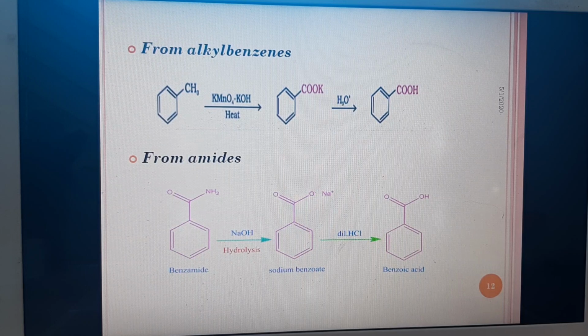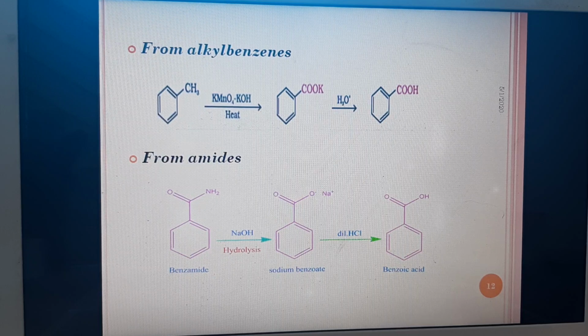So in the first reaction, toluene, an alkyl benzene, on reaction with KMnO4 in the presence of an alkali, that is KOH, and heat, is converted to the potassium salt of carboxylic acid, the intermediate, that is benzene ring along with COOK. This potassium salt of carboxylic acid undergoes hydrolysis to form benzoic acid.